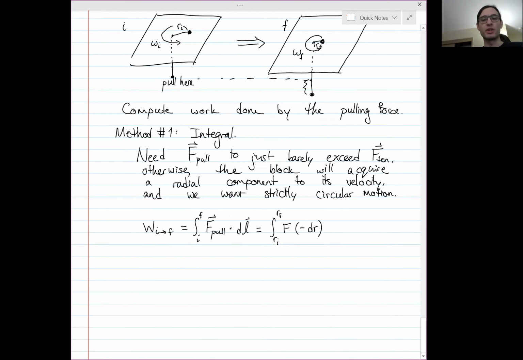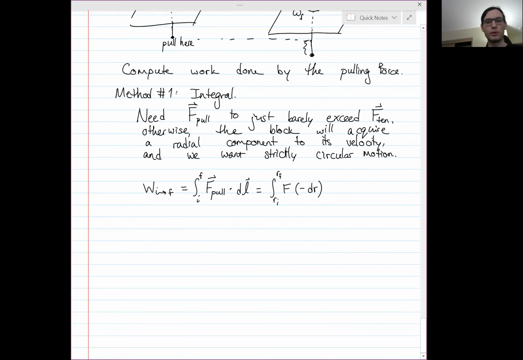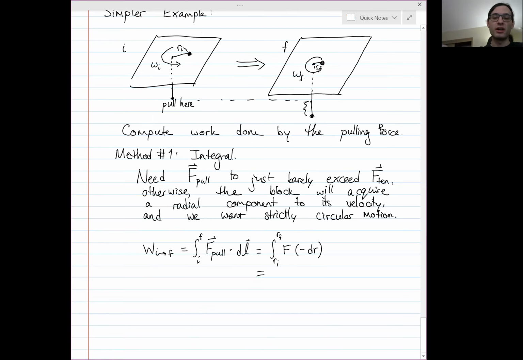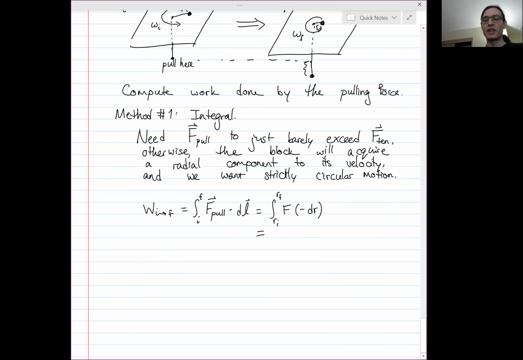We could probably work out how to do this in terms of the pulling down force. It would just involve a little bit more algebra and might be a little bit more confusing. So I'm going to stick with this for now, but we can talk about it at the end of lecture if you guys want to. Right, so we have our pulling force, just F. It's not necessarily a constant. It might depend on the radius. In fact, it does. And we know that the magnitude of that force has to be just ever so slightly larger than the magnitude of the force needed to keep the block going in a circle, right? So we have the formula for that.